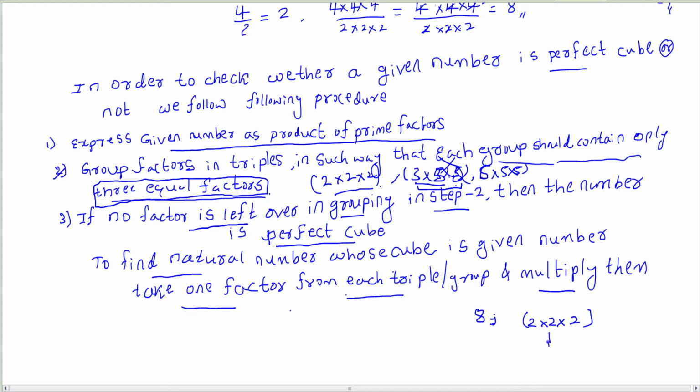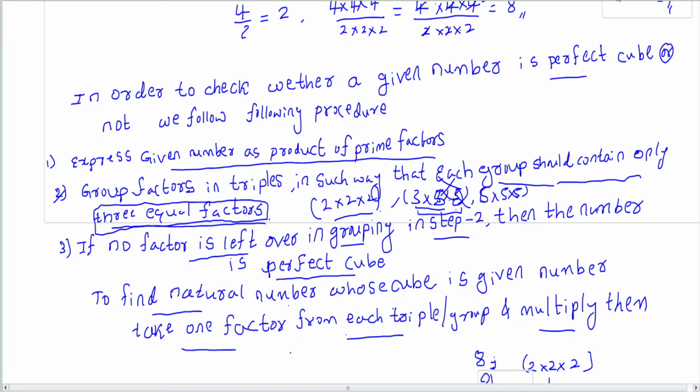You take one factor from each group. What is that? 2. To find the number whose cube is the given number, that is 2, whose cube, 2 cube, is equal to 8. Again we get the same 8, like that. With an example you can understand.